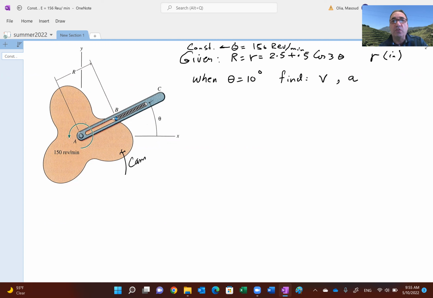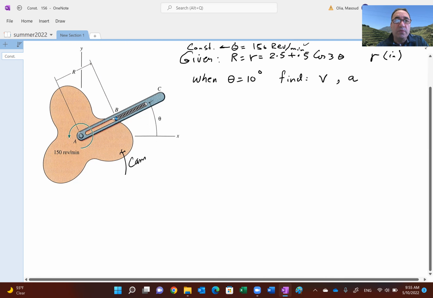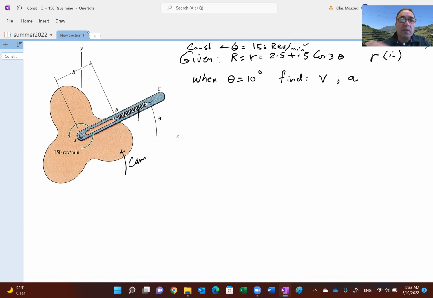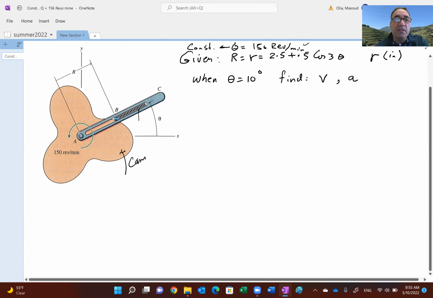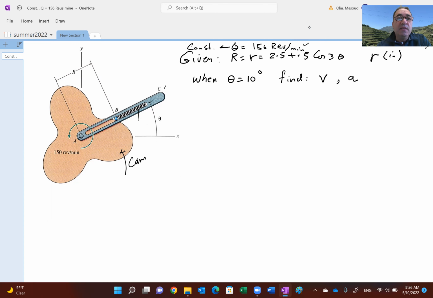So that's actually theta dot, which is given. We're going to convert that in a minute to radians per second. And then, as you could see, this follower, which is this ball here, compressed by this spring here, is following the profile of this cam. And basically, the follower is constrained within this slot in this rod AC, and it's rotating at this constant rate of 150 revolutions per minute.